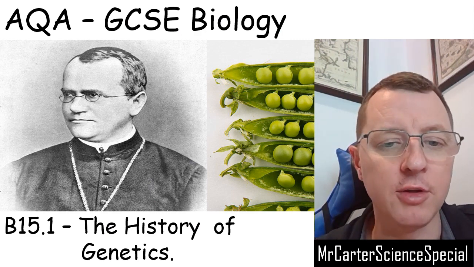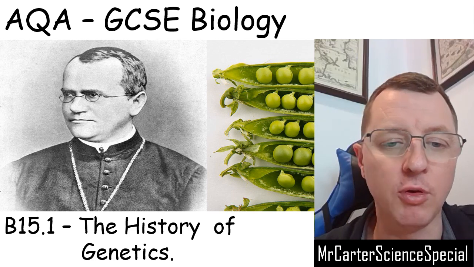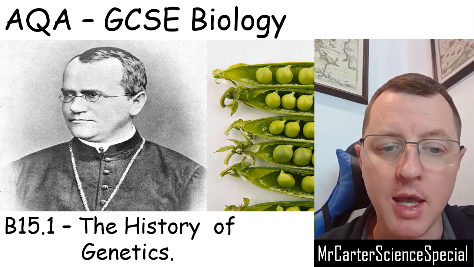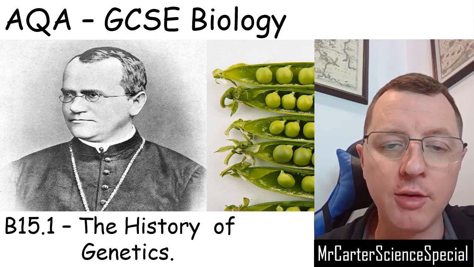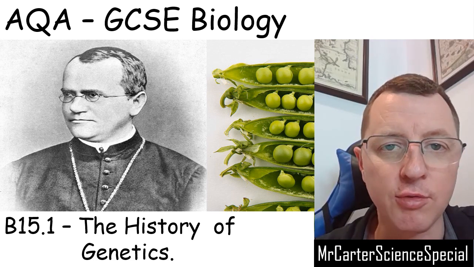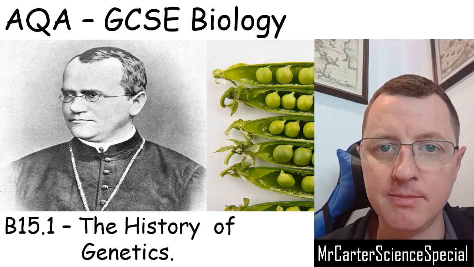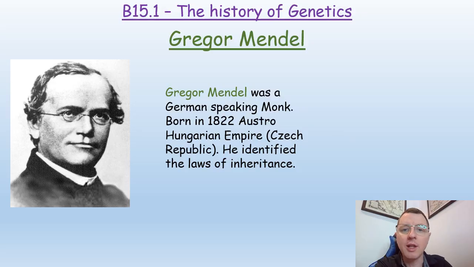Carter Science Special. In this video we'll be looking at the history of genetics. In particular we'll be focusing on the work of Gregor Mendel and Watson and Crick et al. and their discovery of the structure of DNA. So let's get going. Gregor Mendel was a German-speaking monk born in 1822 in the Austro-Hungarian Empire, now currently the Czech Republic. And he is most famously remembered for identifying the laws of inheritance.